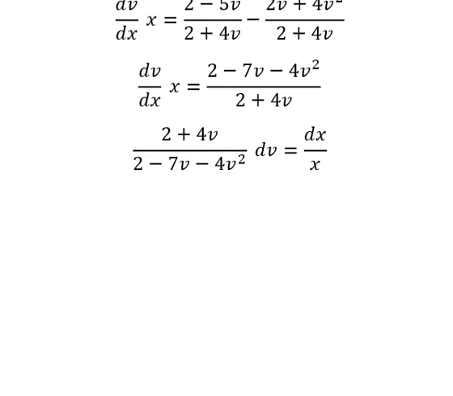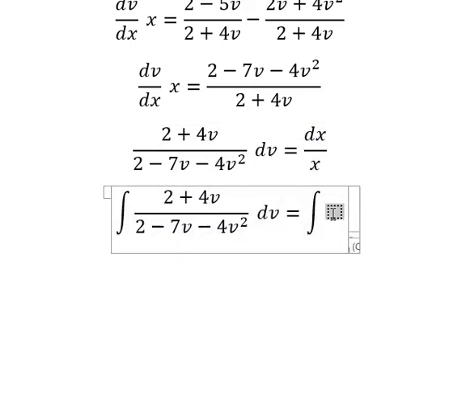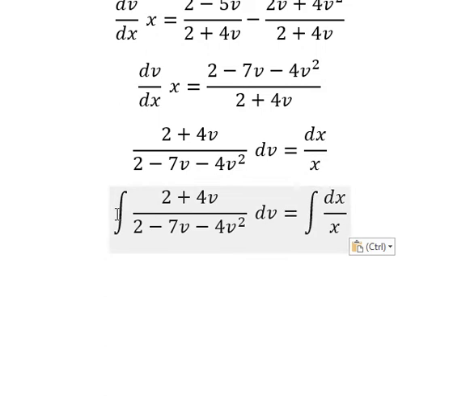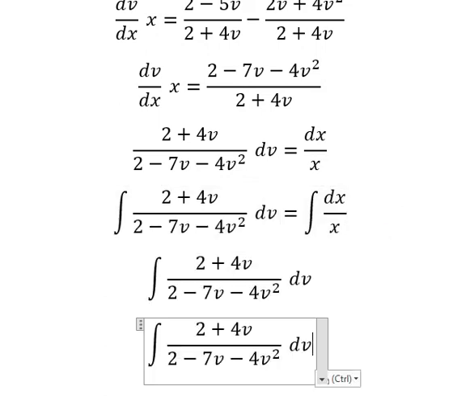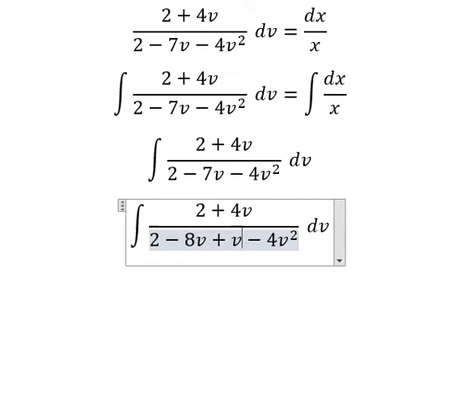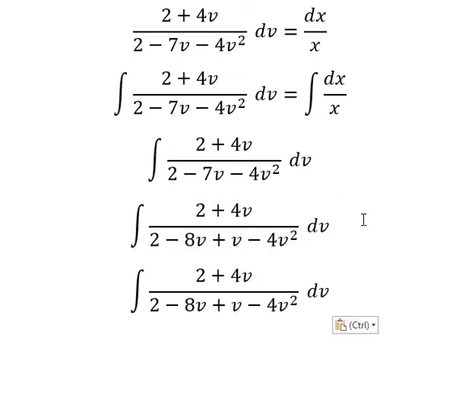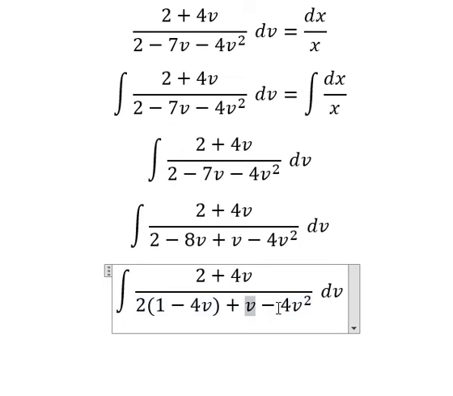Next, I will put the integration for both sides. Now, I want to concentrate on this one. So, about 7v in here. We put about negative 8v plus v. This one we can do factorization by number 2. This one by v.